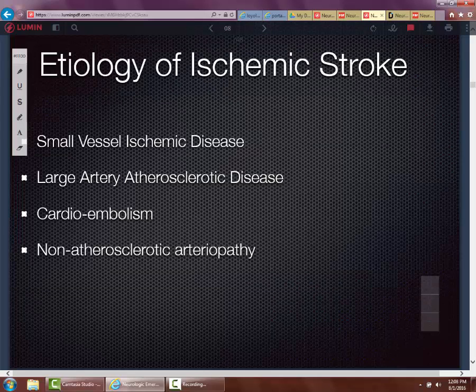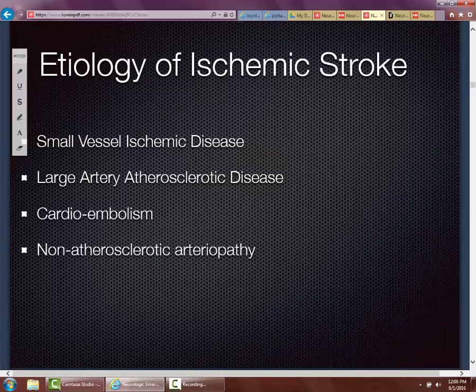So you want to categorize strokes into 4 ways. There is either going to be related to small vessel disease, large vessel atherosclerotic disease, cardioembolism, and then rare things called non-atherosclerotic arteriopathies, like carotid dissections or cerebral vasculitis.